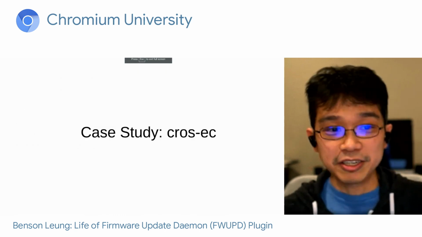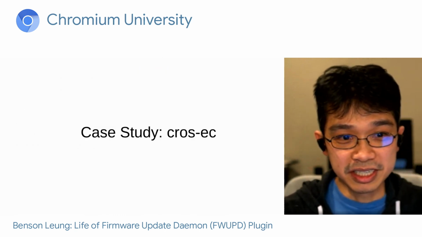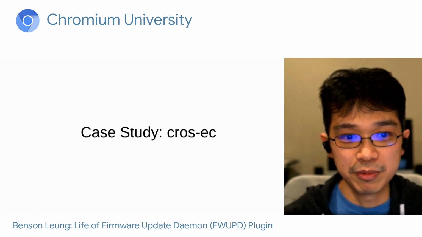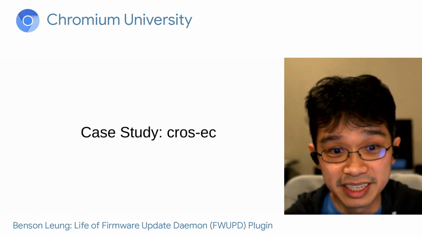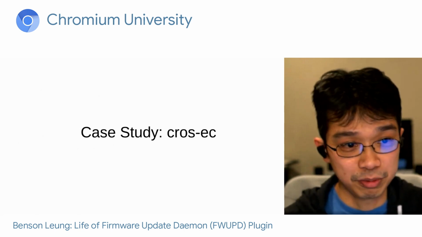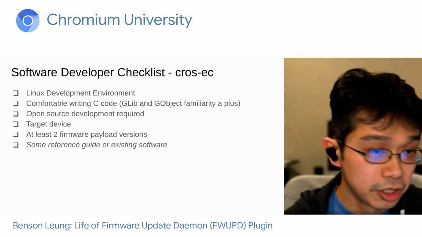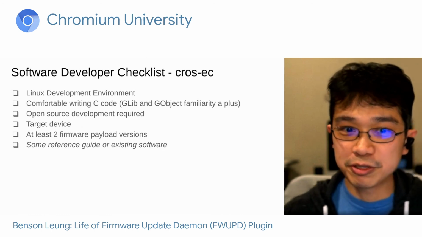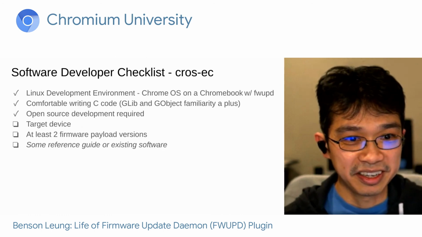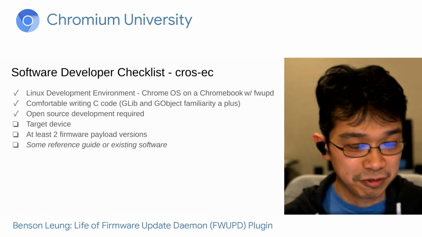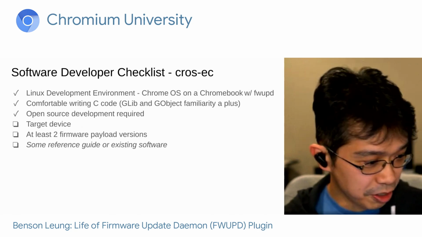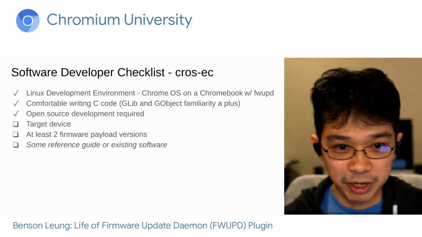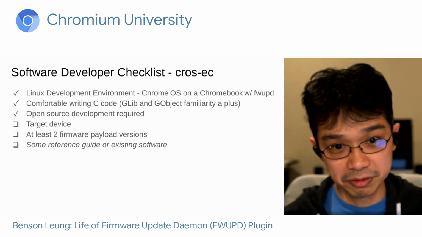Okay, so I actually wrote a plugin. I named it cros-ec, and it's currently in Fwupd version 1.5 today. So let me use it as a case study on the process. Let's check in on the developer checklist to see how I did. The first three I can check off right away. I'm a Chromium OS developer, so I have a full Linux build environment. C code I'm fine with. Open source development, I'm ready to send pull requests to their GitHub.